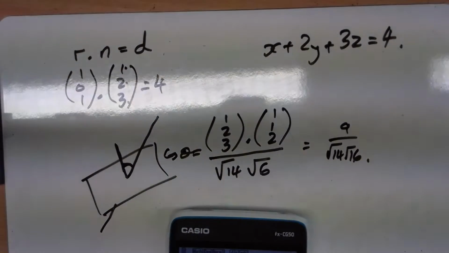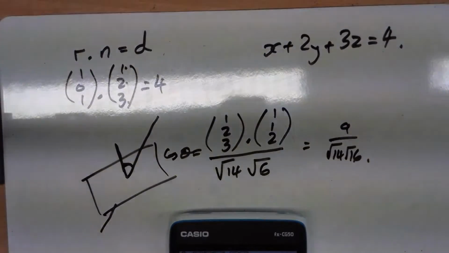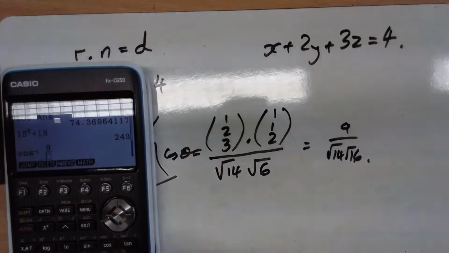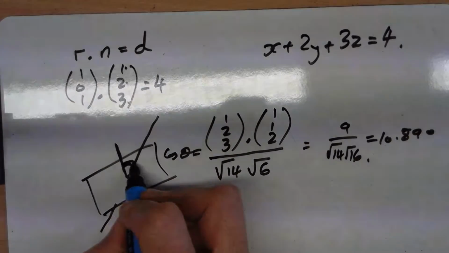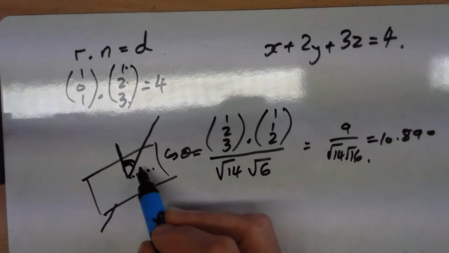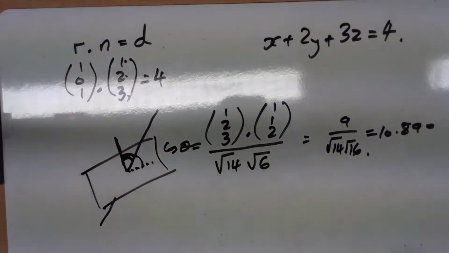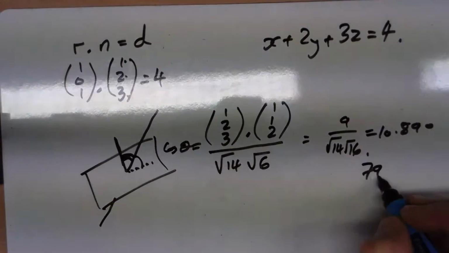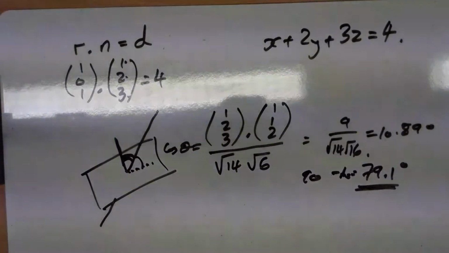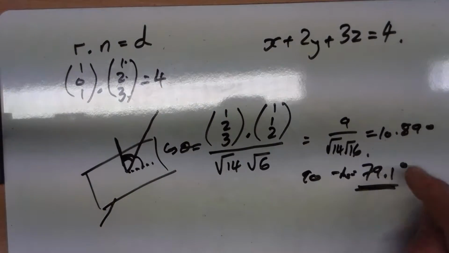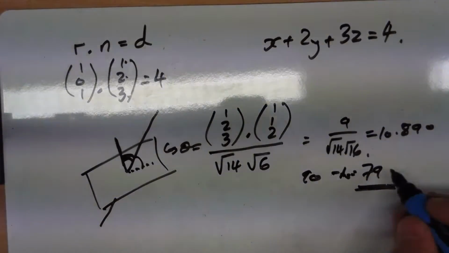Let's grab our calculator and do that. So the inverse cos of 9 over root 14 times 6. I'm sure you can believe me as I'm tapping that in. And so that's giving me 10.89 degrees. But that was this angle here. So the angle between the line and the actual plane will be 90 minus that. So that's going to be 79.1 degrees. Oh, and it's actually to the nearest degree, isn't it? So we'll just take it down to 79.